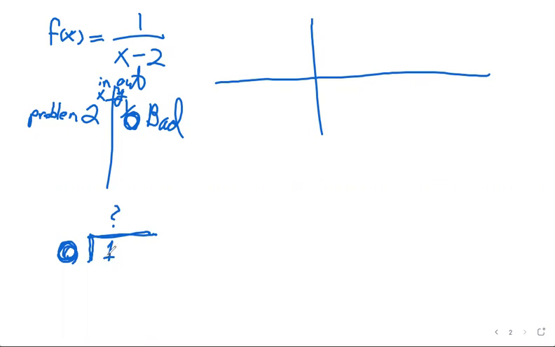And 0 times nothing equals 1. 0 times 0 doesn't equal 1. 0 times 1 doesn't equal 1. So I can't say it's 1. I can't say it's 0. That would be our best guess. But 0 times 0 is not 1, and 0 times a million is not 1. It's not going to work.